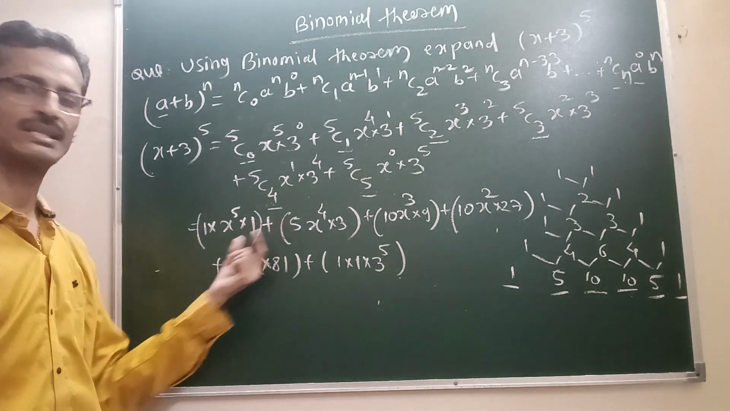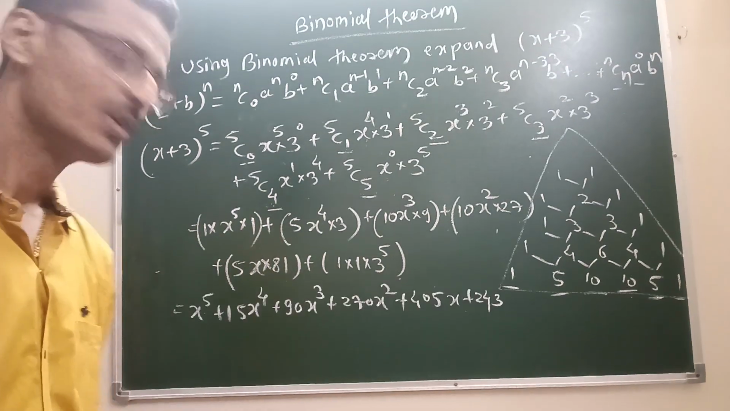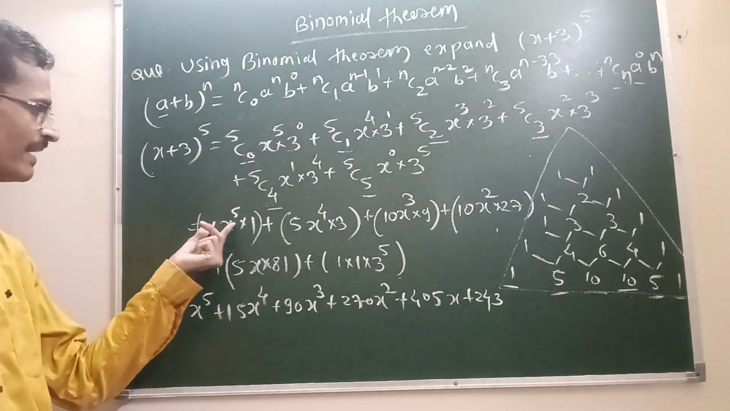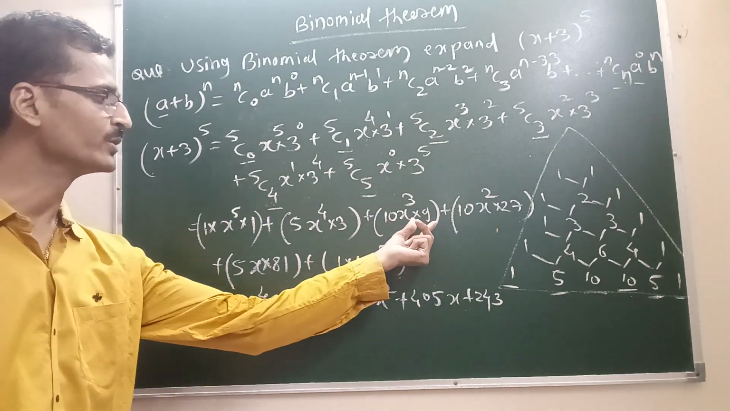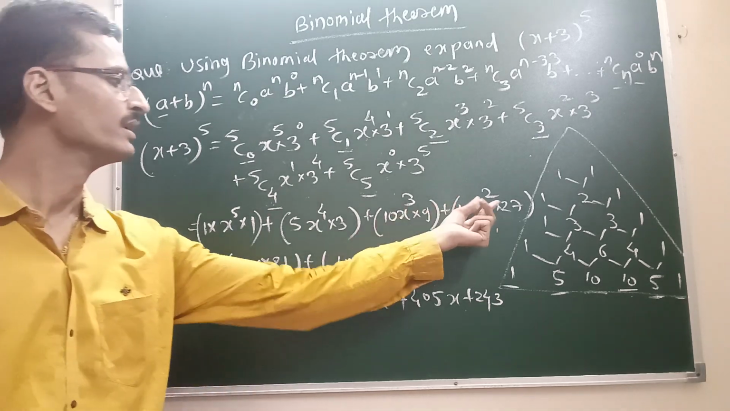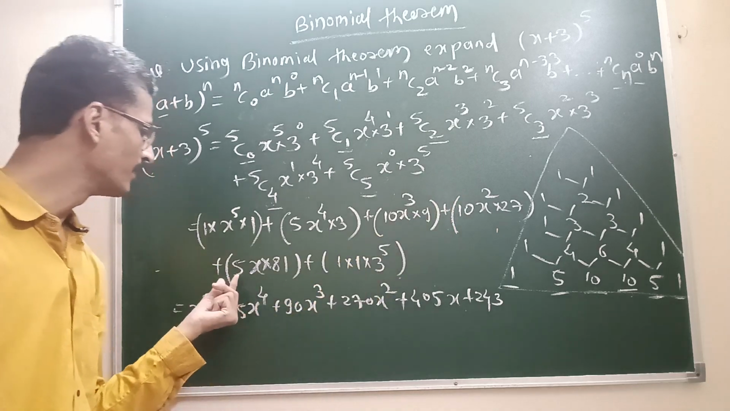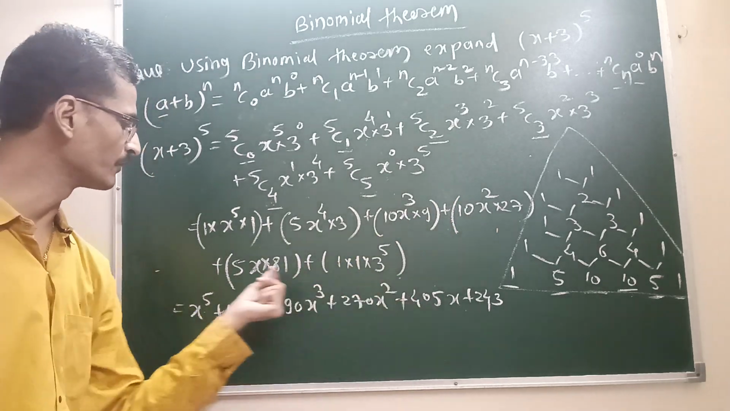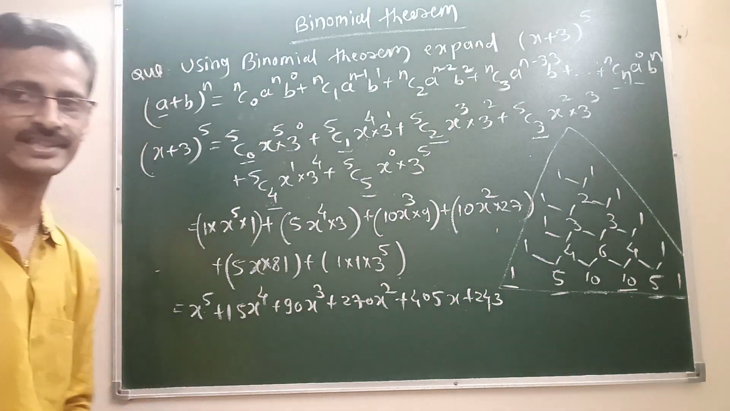Okay, so now just simplify this and write the answer. So this is the answer: x raised to 5, 5 into 3 is 15 x raised to 4, 10 into 9 is 90 x cube, 10 into 27 that is 270 x square, 5 into 81 is 405 into x, and 3 raised to 5 is 243.